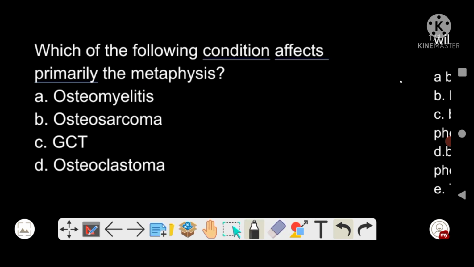Hi guys, so now we will discuss this question that you can see on your screen, which asks: which of the following conditions affects primarily the metaphysis? Option A is osteomyelitis, option B osteosarcoma, option C giant cell tumor, and option D osteoclastoma. Out of these four options, they are asking which affects your metaphysis. So we will see all the conditions affecting different parts of the bones.